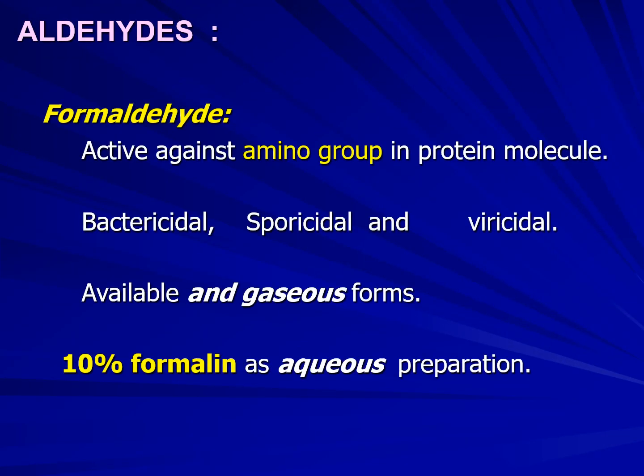So next is aldehydes. Aldehydes are of two types: one is formaldehyde and the other glutaraldehyde. Formaldehyde mainly acts against the amino group in protein molecules of bacteria, and formaldehyde may act as bactericidal, sporicidal, and viricidal, and is available in two forms, aqueous and gaseous. 10% formalin is the aqueous preparation.